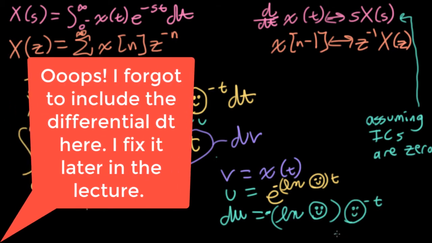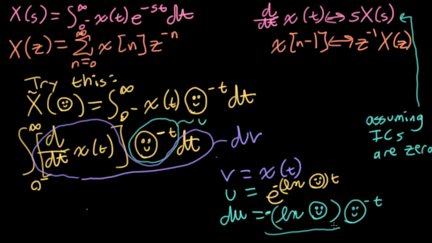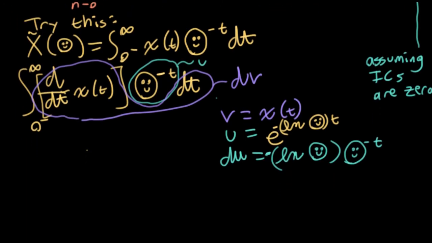So if smiley face was e, log of e would be 1, and this would look like your regular derivative of an exponent. But I have this constant out in front because the base isn't actually e, it's something else.